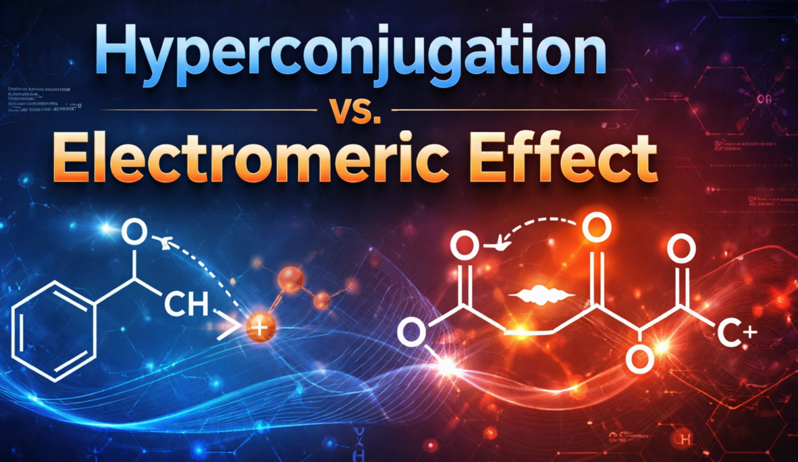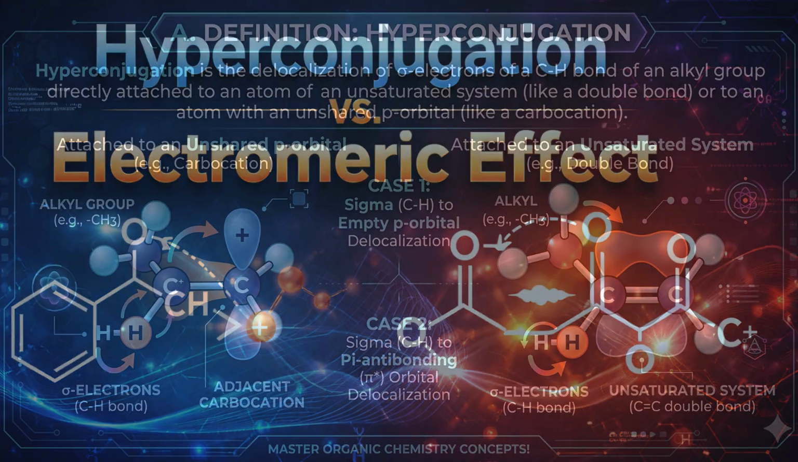While the inductive effect is like a permanent pull, the effects we're discussing today are hyperconjugation and the electromeric effect. They have their own unique rules. One is a permanent, Baker-Nathan effect, and the other is a temporary, on-demand reaction. Let's break them down step by step.